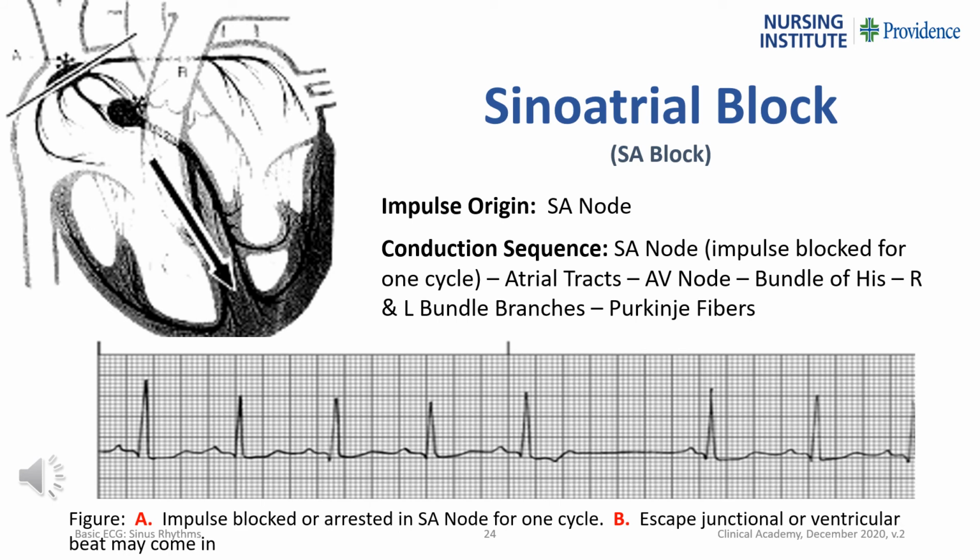Sinoatrial block. The impulse originates again in the SA node, but gets blocked for one cycle. It travels down the usual pathways after that, so it looks fairly normal sinus, but you'll see in the strip below where the impulse is blocked or arrested in the SA node for one cycle, and then you'll see an escape junctional or ventricular beat follow.